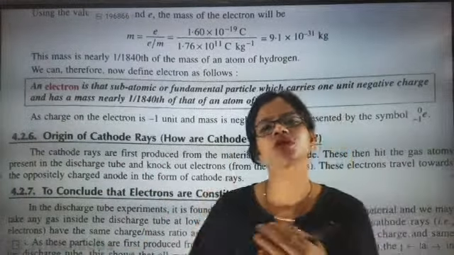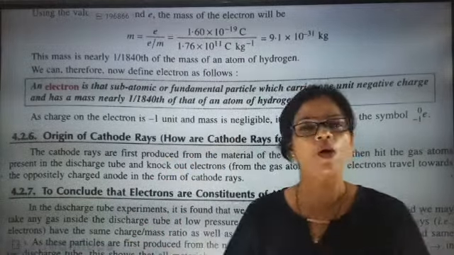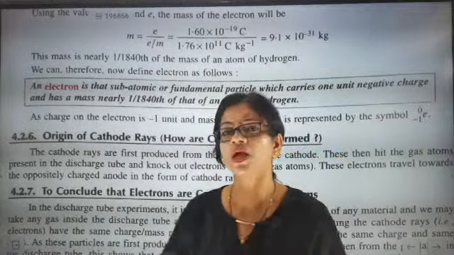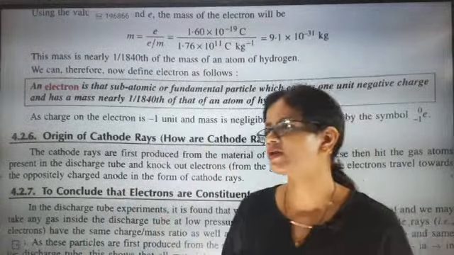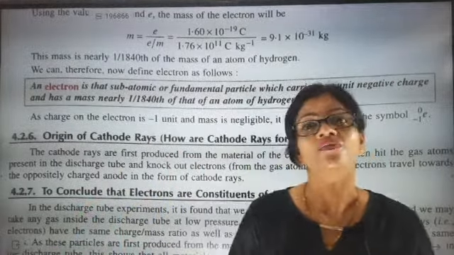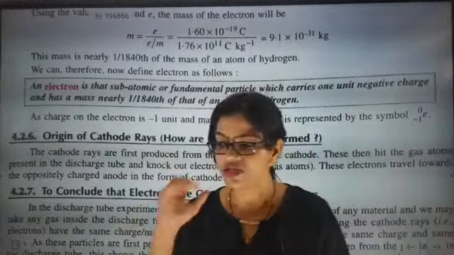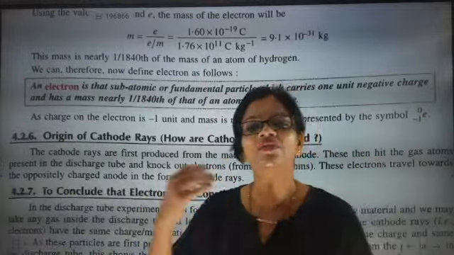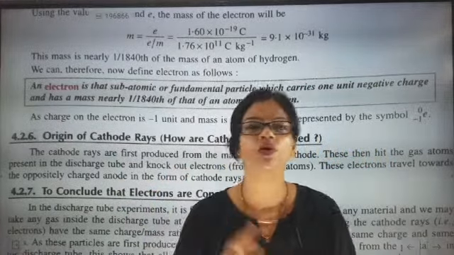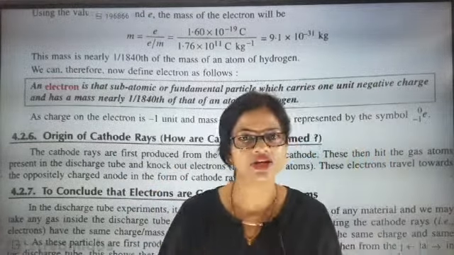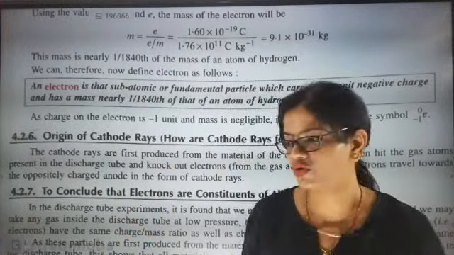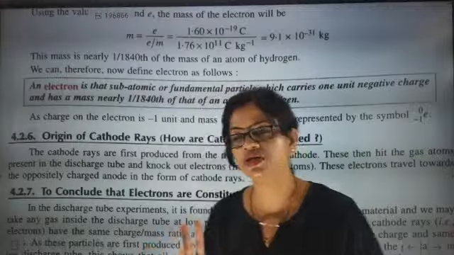Then we understood the properties of cathode rays. They are negatively charged, they have a heating effect, they are material particles, and they move in a straight line. They have an X-ray effect, and they emit a specific type of light, that is fluorescence, which is greenish yellow. So these were the properties of cathode rays. I hope my children might have understood till here.